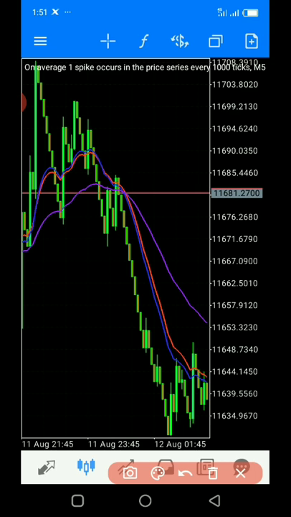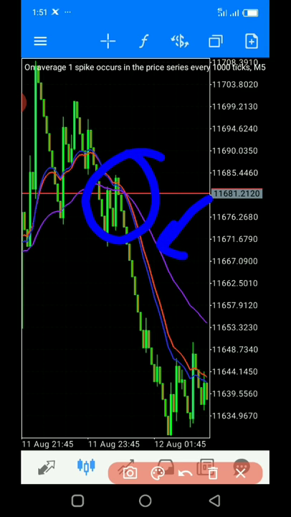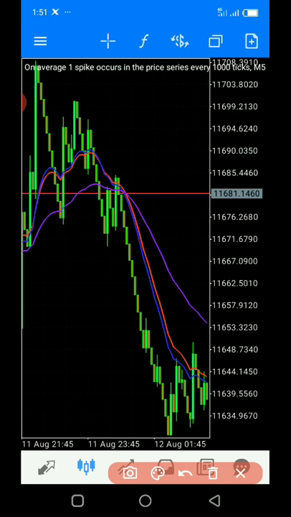And we saw how the 48 moving average, this purple moving average, crossed over the red moving average and the blue moving average. So when the 48 moving average crosses above the two other moving averages, it shows that the trend is a strong trend. When the 48 moving average, the purple moving average, crosses above the red and blue moving average, it helps us to know that it's a strong downtrend.